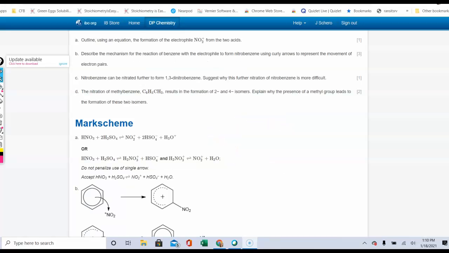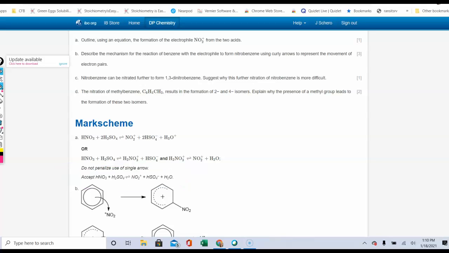Okay, to best answer that question for the nitration, the formation of the nitronium ion is basically what it was asking for. So you could either show it as HNO3 reacting with H2SO4 to produce the nitronium ion, 2HSO4 1-, and H3O1+. That is one way of doing it. Notice that they also say that you can do this as well. This asked for the equation. This question did not ask for the mechanism.